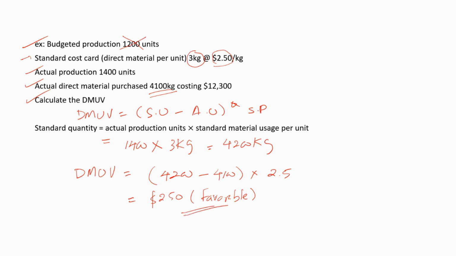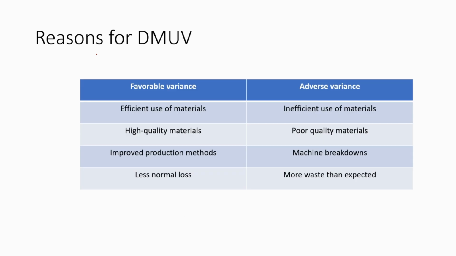This is because the actual usage of the materials is less than the budgeted amount, which means this is a cost saving for the company. So this is a positive impact to the company. So we consider this as a favorable variance. Now let's discuss the reasons for direct material usage variances. You need to calculate the variances, and you also need to know the reasons for the variances.